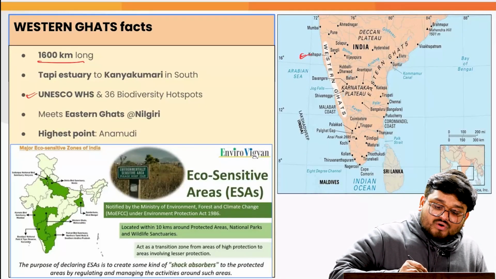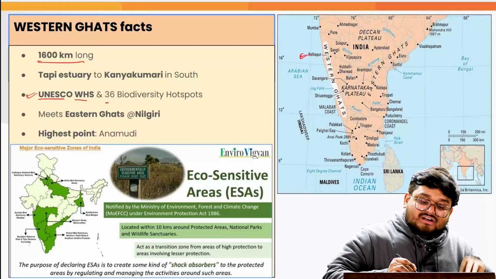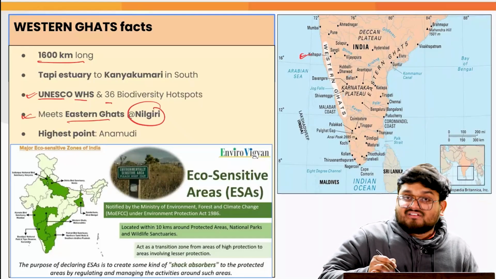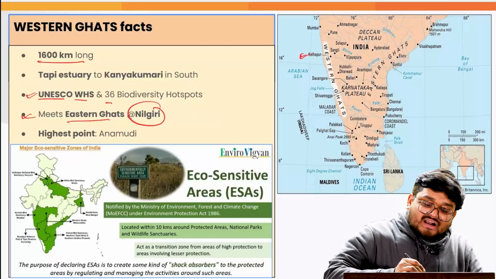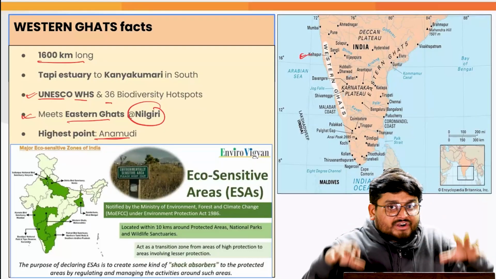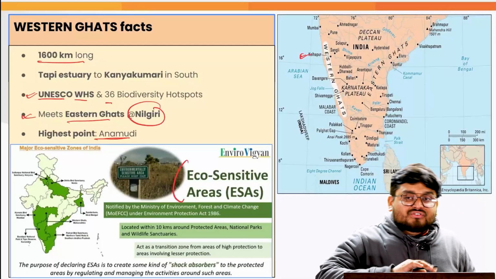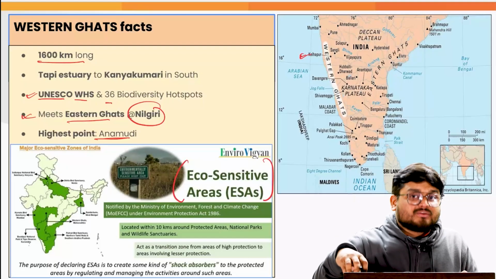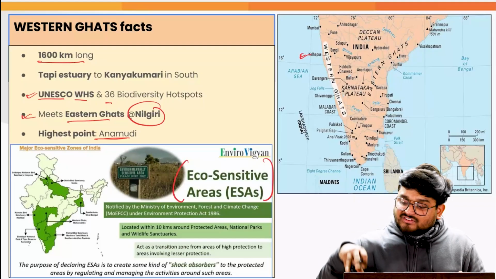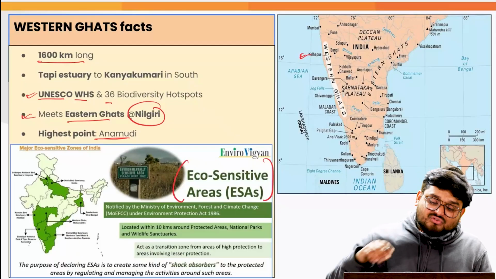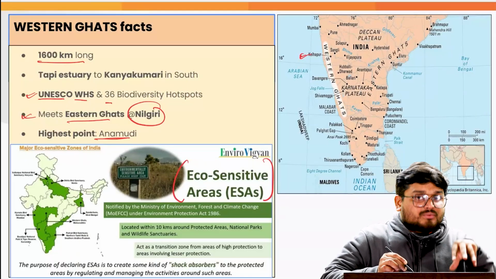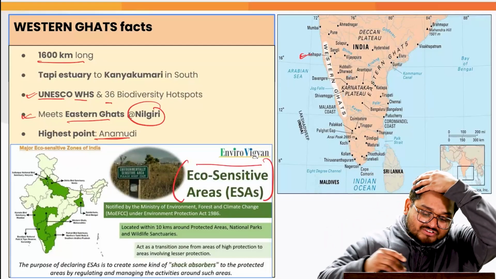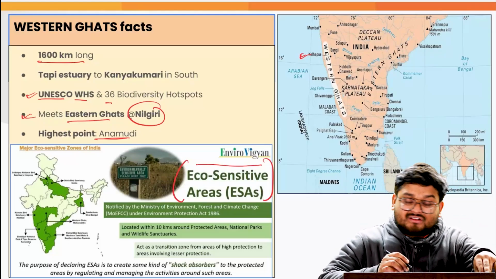It is also part of the UNESCO World Heritage Site, and is one of the 36 biodiversity hotspots. Also, it meets the Eastern Ghats at the Nilgiri Hills here, and the highest point is Anaimudi. Majority of the Western Ghats is also declared as eco-sensitive areas, which are rich in biodiversity but very prone to anthropogenic activities such as hunting, mining, agriculture, quarrying, and so on. Due to these activities, the extent of the Western Ghats is decreasing over a period of time, due to which the government has had two expert committees for the same.